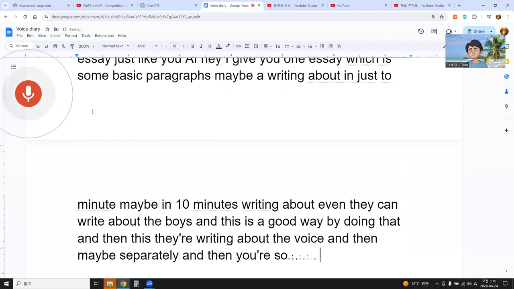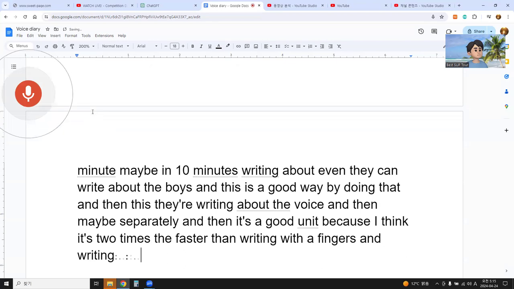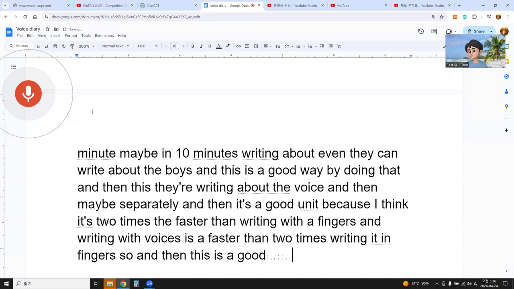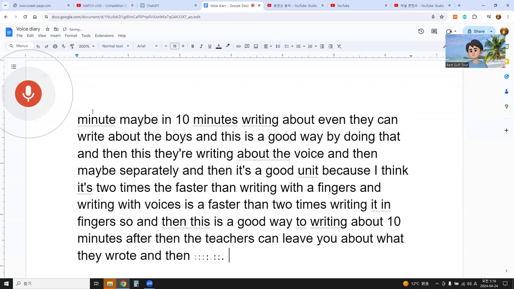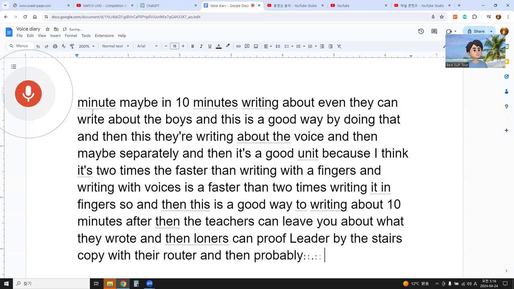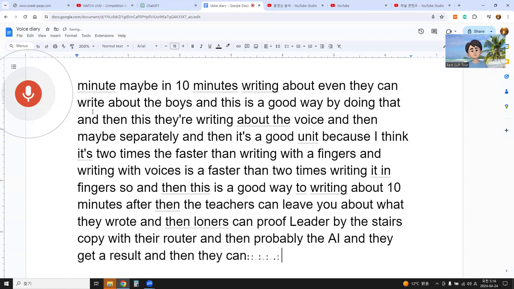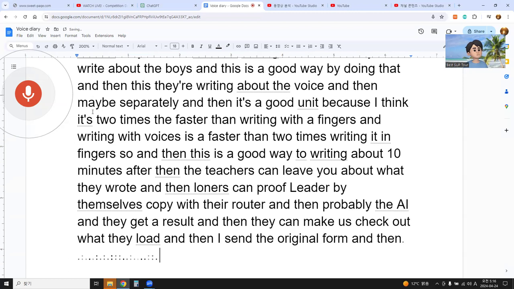And it's a good approach because I think writing with the voice is two times faster than writing with the fingers. So this is a good way to write for about 10 minutes. After that, the teachers can review what they wrote, and learners can proofread by themselves: copy what they wrote, proofread it with AI, get a result, and then share the original and proofread versions with each other.